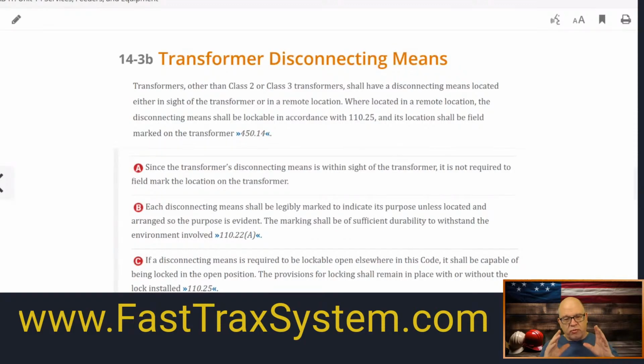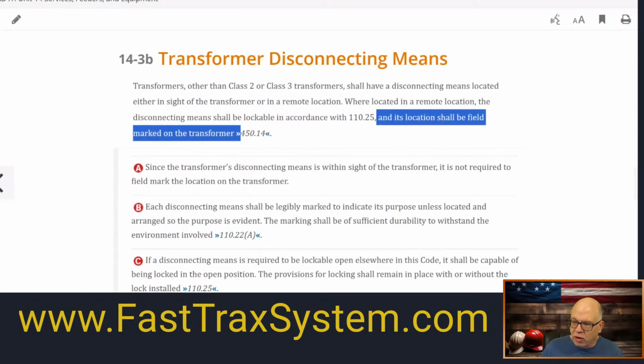So that means I can have my transformer. Typically, I have the disconnect for that transformer within sight. Okay, we know in sight is within 50 feet and visually in sight. But the code does allow for it to be remote. It means it's not visible from the transformer. However, there are things you have to do if you want to have that kind of installation, right? And that's when it says that it needs to be field marked.